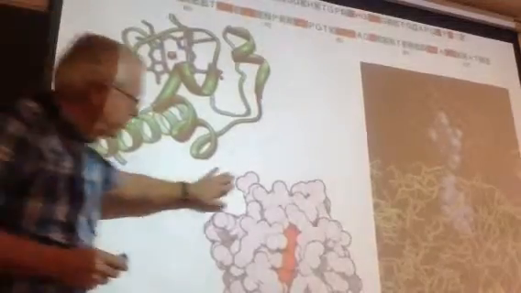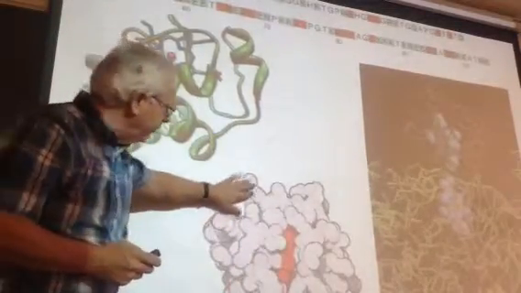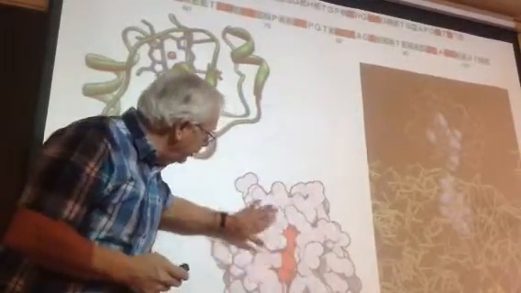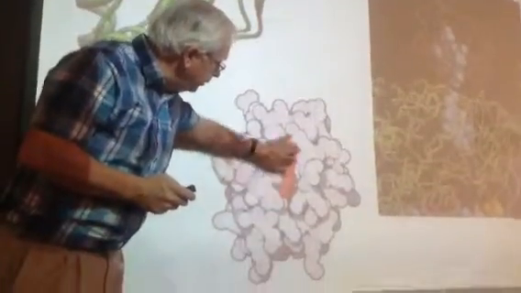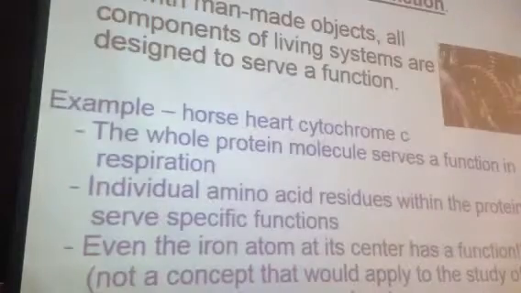Okay, so this is kind of a space-filling view of it. Here, white is the protein and the heme is this brick-colored thing. And that serves a function in cell respiration on the pathway to oxygen consumption.